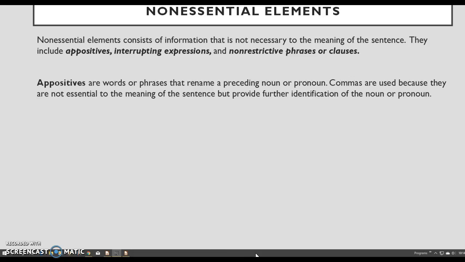Non-essential elements. Non-essential elements consist of information that is not necessary to the meaning of the sentence. They include appositives, interrupting expressions, and non-restrictive phrases or clauses. Appositives are words or phrases that rename a preceding noun or pronoun. Commas are used because they are not essential to the meaning of the sentence, but provide further identification of a noun or pronoun.